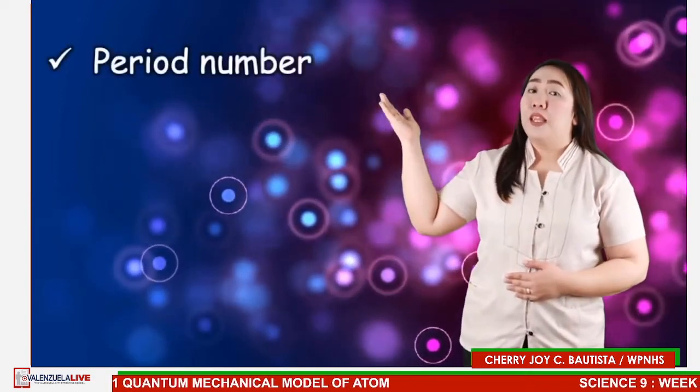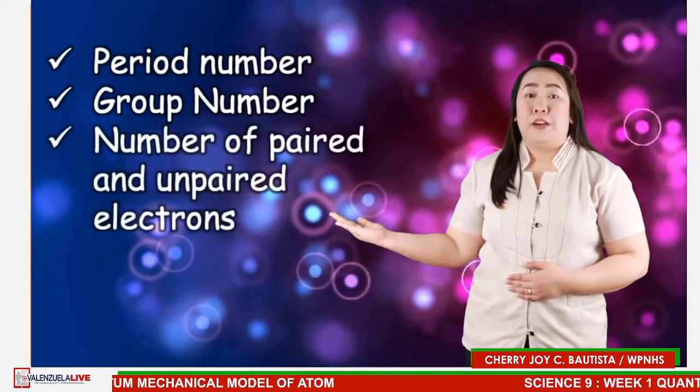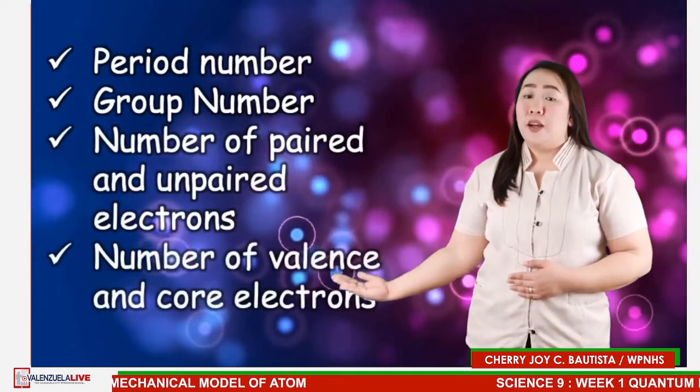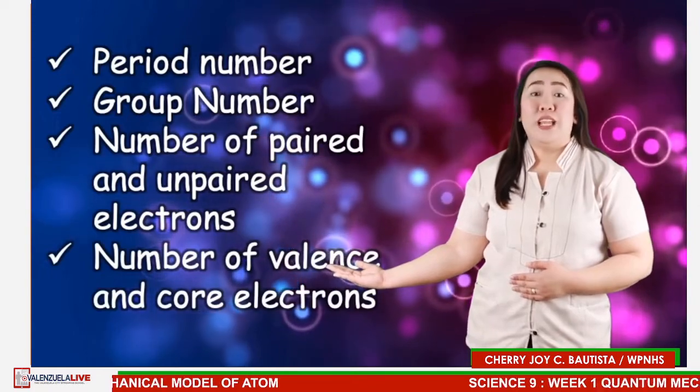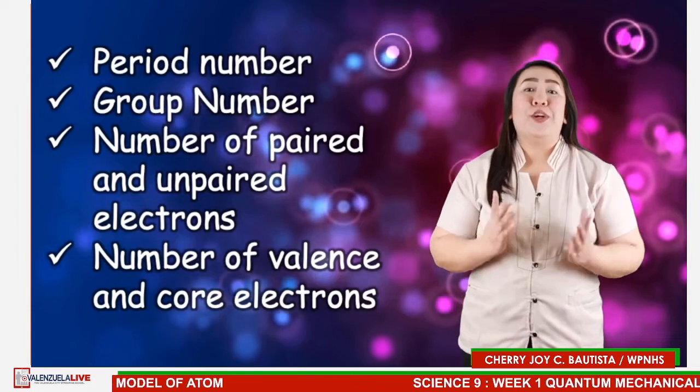Great job, students! But wait, there's more. Did you know that through electron configuration, we can also determine the period number, group number, number of paired and unpaired electrons, and number of valence electrons and core electrons? Yes, you heard it right.